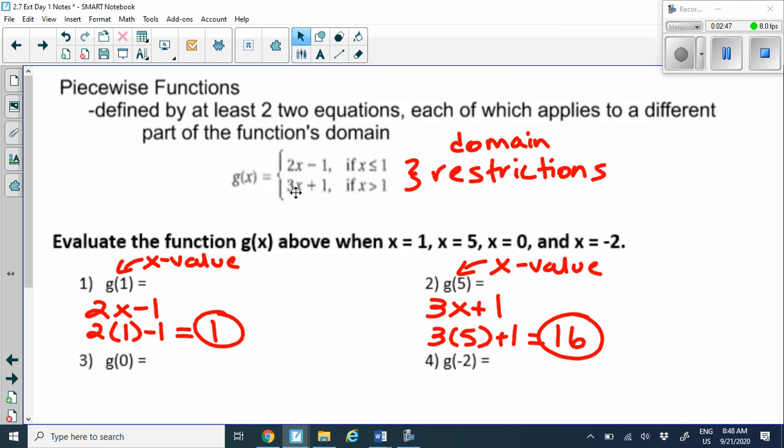Okay, now what I want you guys to do is go ahead and pause the video and try number 3 and number 4. Okay, let's see what you got.